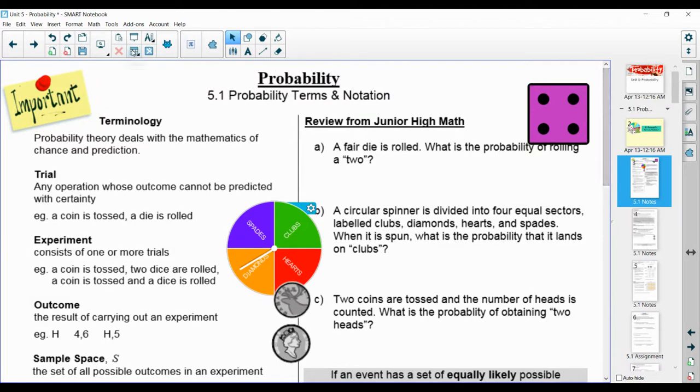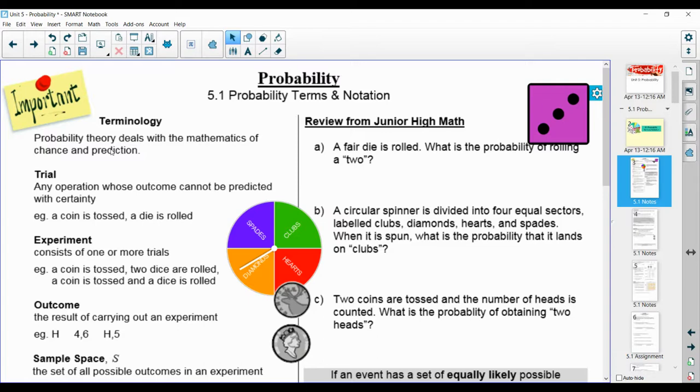All right, so before we get into the actual examples, it's important that we look at a bunch of terminology. And a lot of this is going to relate to things that you've done in junior high. So a lot of this should be familiar, but if it's not, hopefully it will be by the end of this lesson. So first of all, probability theory deals with the mathematics of chance and prediction.